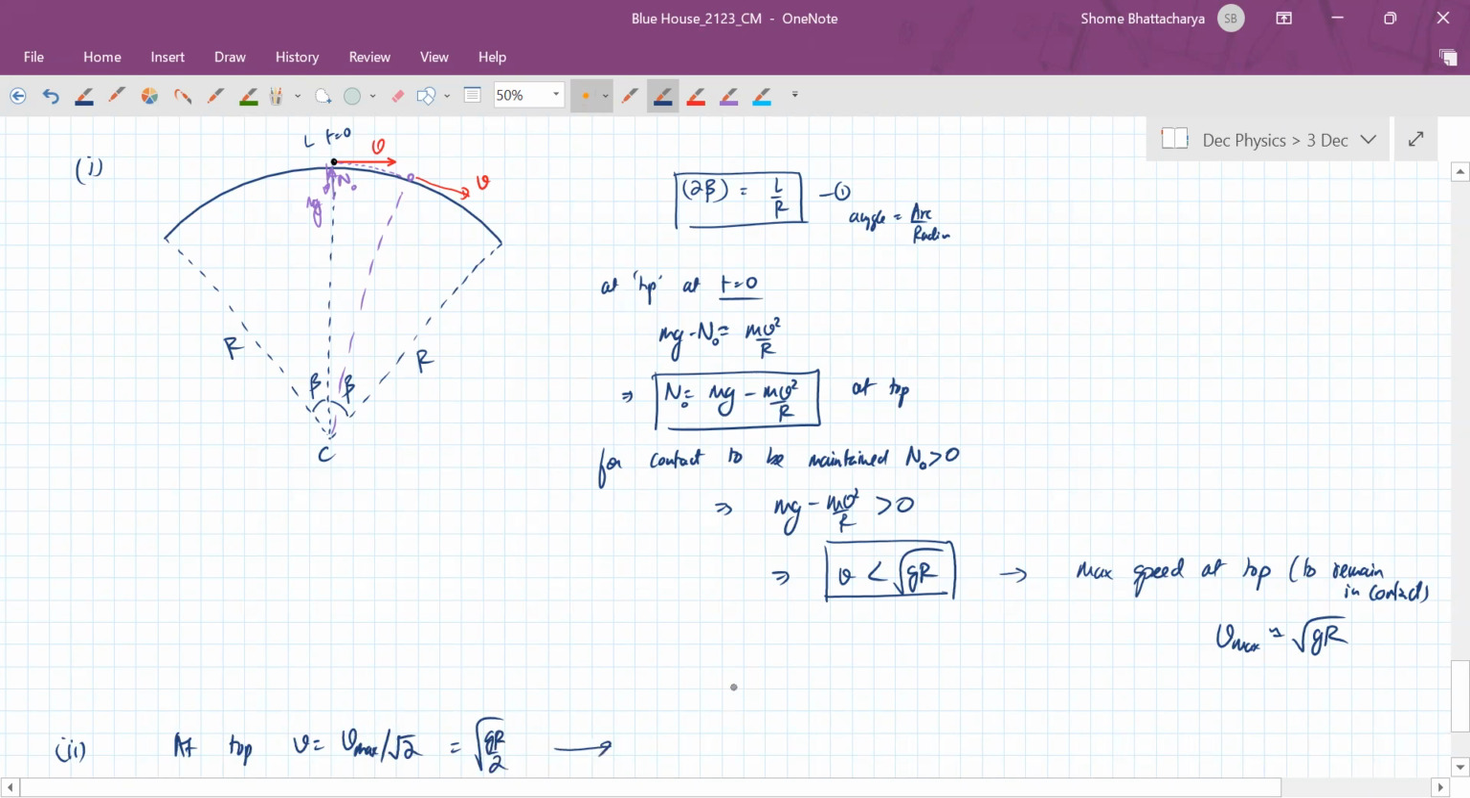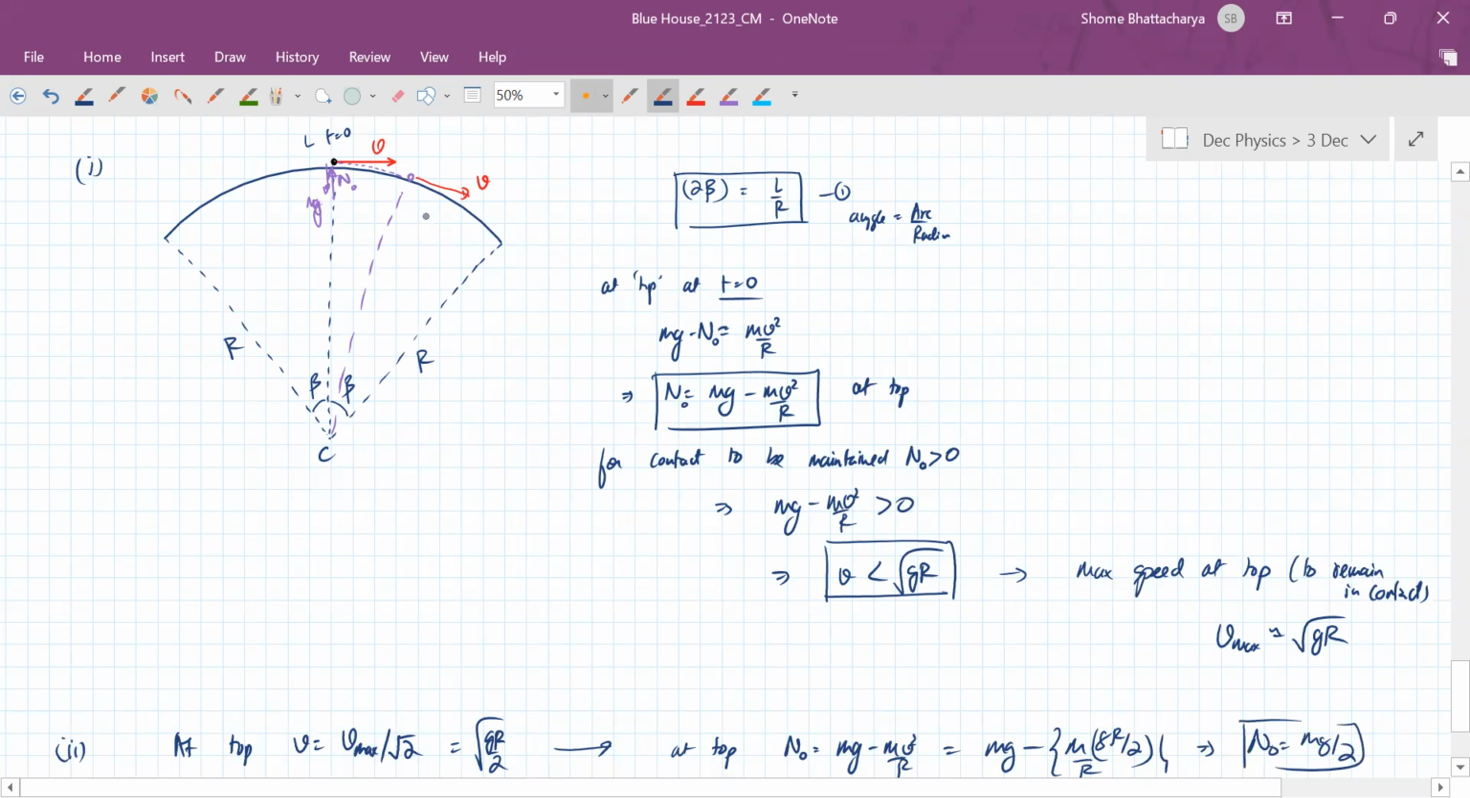So you will see, therefore, this translates to the fact that at the top, the normal reaction will now become half the weight, because this V square is now GR by 2. So mv square by r becomes like this. So the normal reaction will be half the weight in this case at the top.